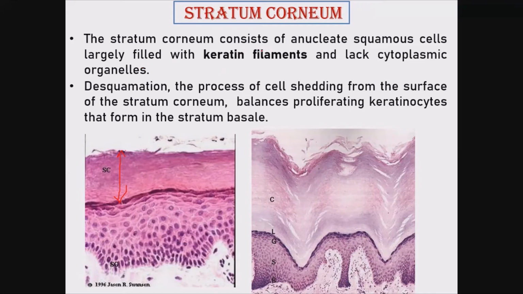Okay, so stratum corneum now, this is the most superficial layer, consisting of anucleated squamous cells which are filled largely with keratin filaments derived from the stratum granulosum. They lack other cytoplasmic organelles, and as the multiplication of the cells occurs from the basal layer towards the surface, gradually the desquamation happens from the surface. The process of cell shedding from the surface of the stratum corneum is called desquamation, and this balances proliferating keratinocytes that form in the stratum basale. So when the stratum basale is giving rise to new cells by mitosis, the cell shedding or desquamation is happening from the surface of stratum corneum.